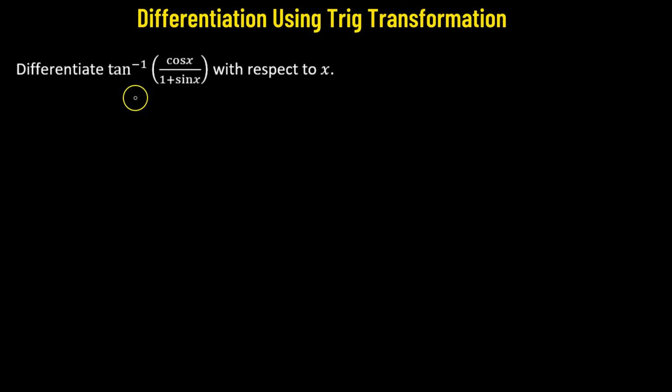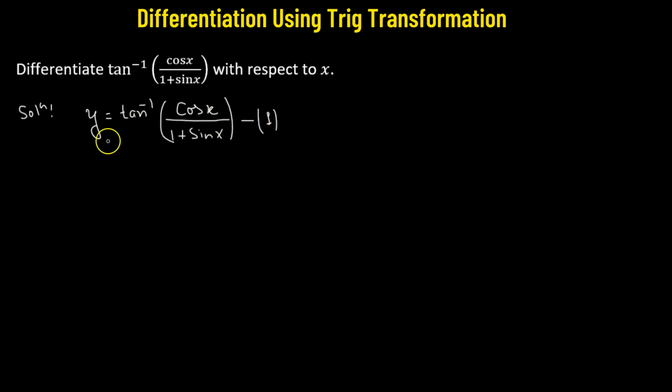So here we have to take the derivative of the inverse tangent of cosine of x over 1 plus sine x with respect to x. So let's begin by first considering y to be equal to the inverse tangent of cosine of x divided by 1 plus sine x. So we will label this as equation number 1. So our task will be to simplify the expression on the right hand side. We will begin by considering cosine of x divided by 1 plus sine x.